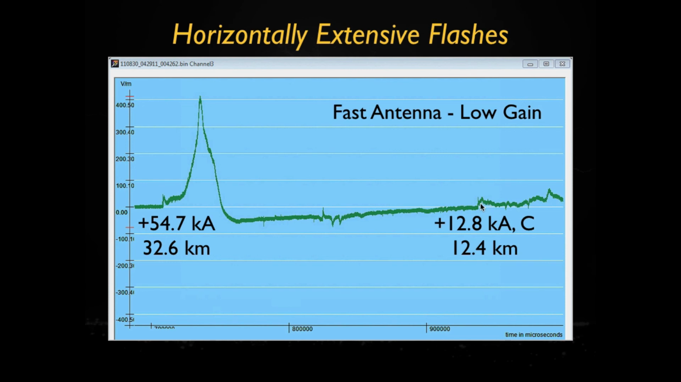And notice that this was much weaker than the first one, with similar deviations due to the return stroke, but that's because of the different distances. You had a much stronger event further away, a much weaker event closer, so they had about the same amplitude in deviation as far as the positive change reflected by the fast antenna.